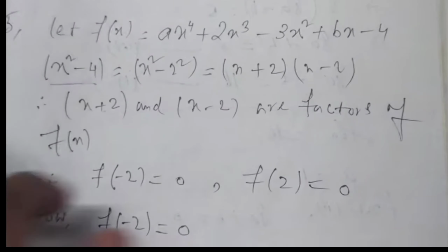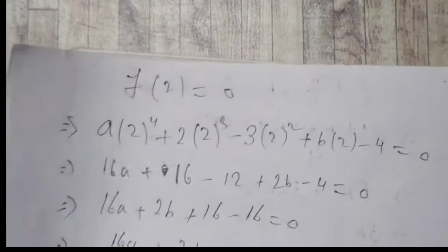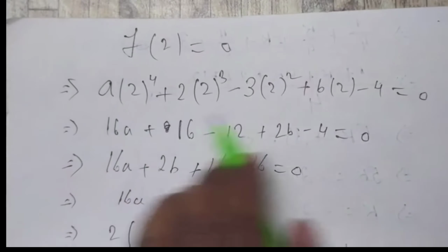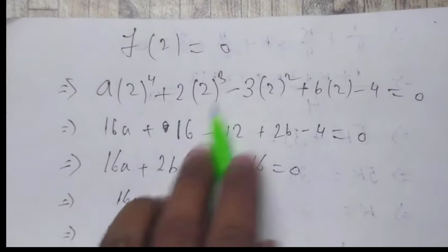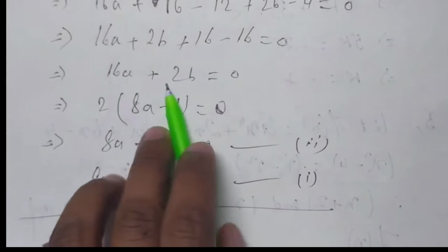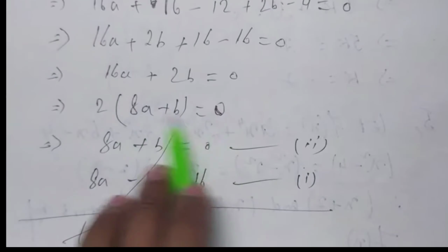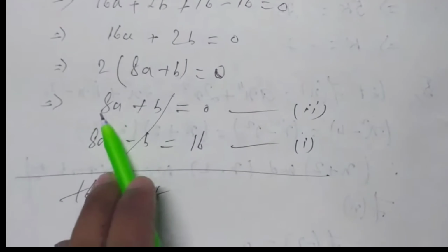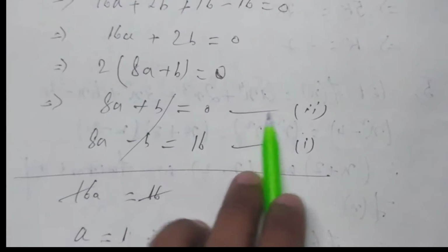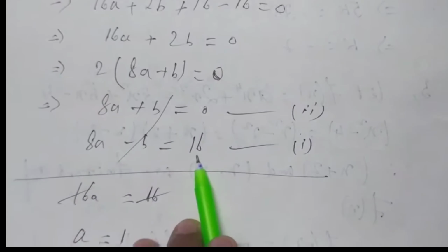Now we take the other condition, f(2) equals 0. If we write f(2) equals 0, we will have this equation. Again by simplification we get 16a plus 2b equals 0. If we take 2 as common, it will be 8a plus b equals 0. So 8a plus b equals 0 is the second equation. Writing the first equation, 8a minus b equals 16.